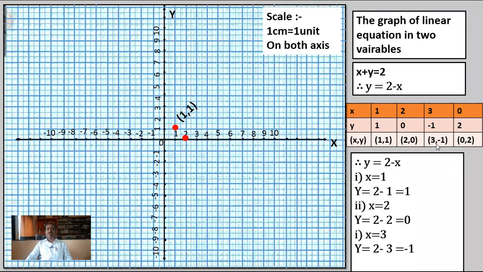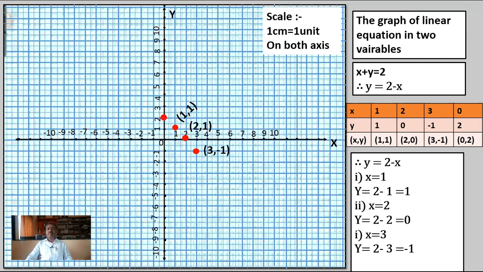Third coordinate is 3, minus 1. X coordinate is 3 and y coordinate is minus 1. Therefore, 3, minus 1 is this coordinate point. And last coordinate point is 0, 2. X coordinate is 0 and y coordinate is 2. Therefore, this point lies on the y-axis.